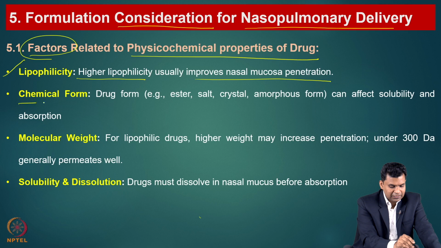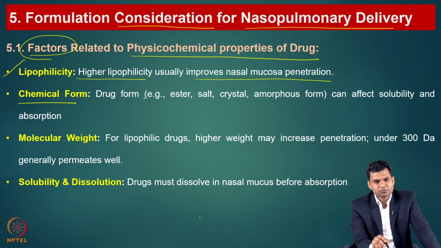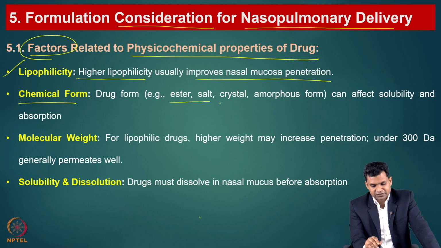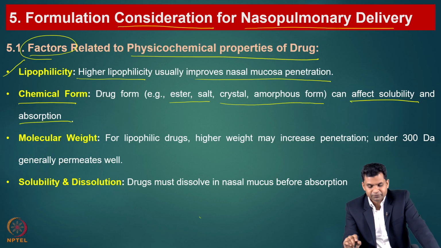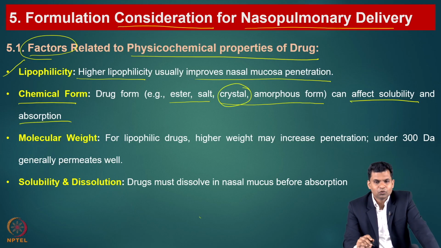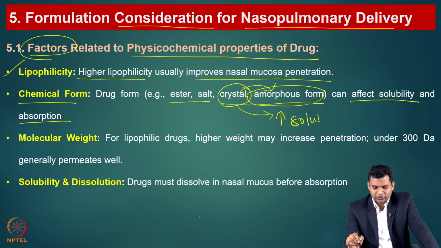And then chemical forms. Most drugs are available as esters, salts, crystalline forms and amorphous forms, which may definitely affect solubility and absorption, because crystalline drugs are water insoluble and need to be converted into the amorphous form. Otherwise, we need to provide a formulation which can enhance the solubility. So, definitely that will lead to an improvement in bioavailability.